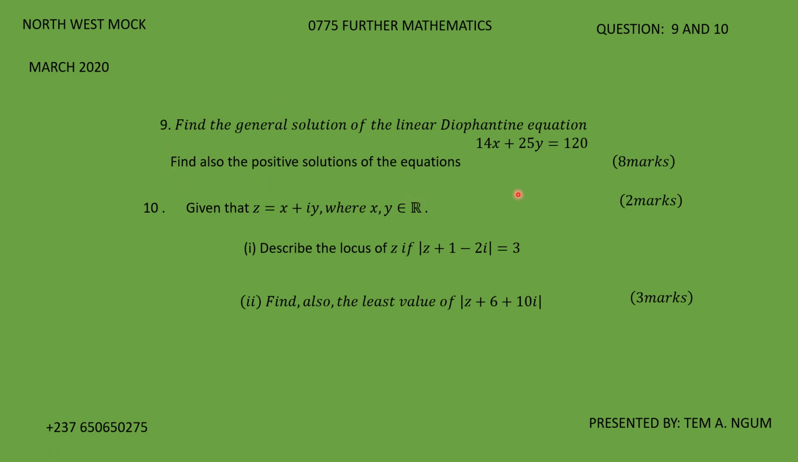what the positive solutions of that equation are. And question 10 says that given that z is equal to x plus iy, where x and y are elements of the real numbers, describe the locus of z if the magnitude of z plus 1 minus 2i is equal to 3. Also, we should find the least value of what you are seeing there.